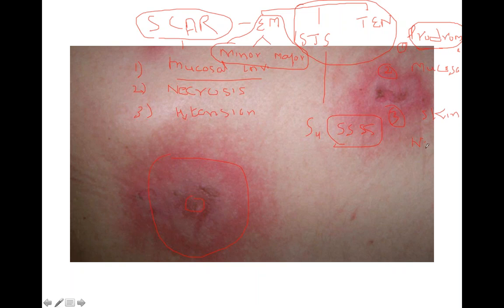Skin necrosis, okay. Clear? In both Steven Johnson syndrome and toxic epidermal necrolysis, this is a characteristic of SCAR. This thing I told earlier also.